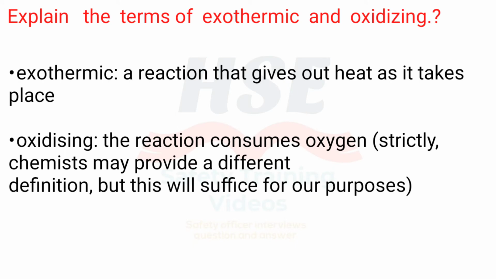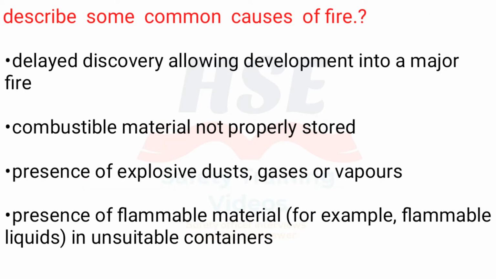Explain the terms exothermic and oxidizing. Exothermic: a reaction that gives out heat as it takes place. Oxidizing: the reaction consumes oxygen. Strictly, chemists may provide a different definition, but this will suffice for our purposes.